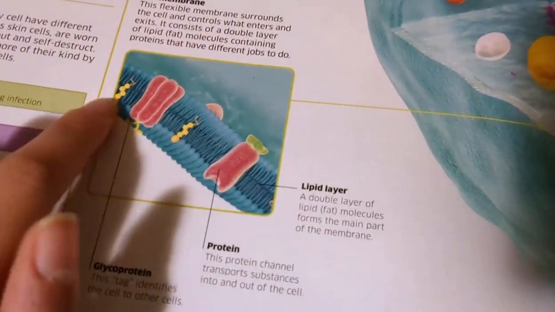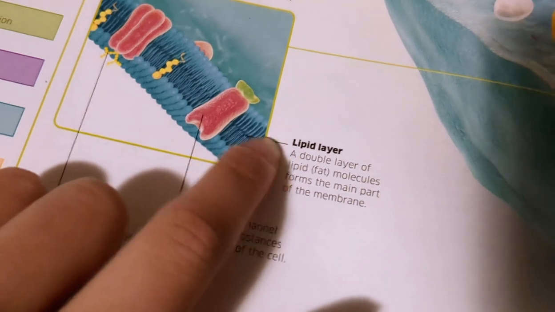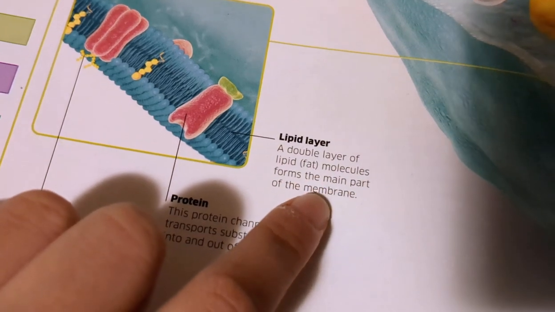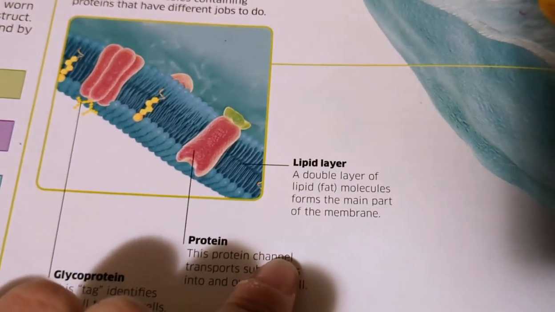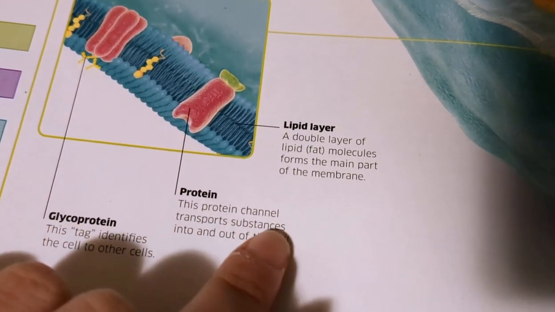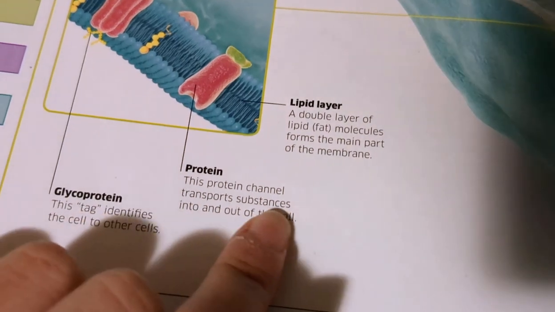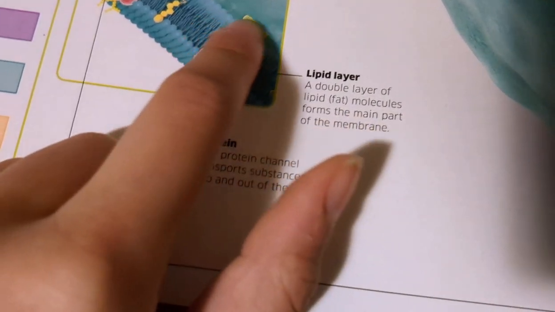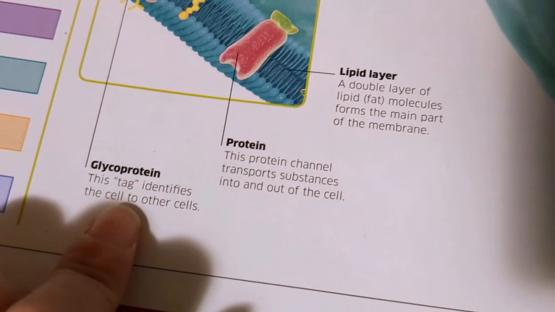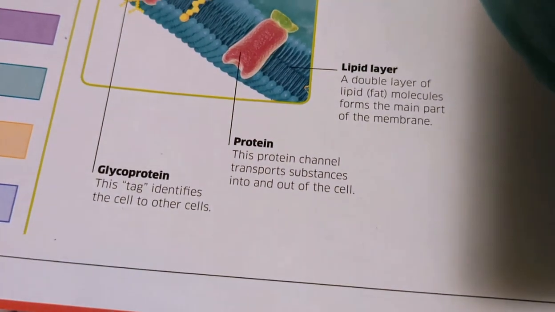So in the cell membrane, this is the lipid layer. The double layer of lipid fat molecules forms the main part of the membrane. Protein: this protein channel transports substances in or out of the cell. Glycoprotein: this tag identifies the cell to other cells.